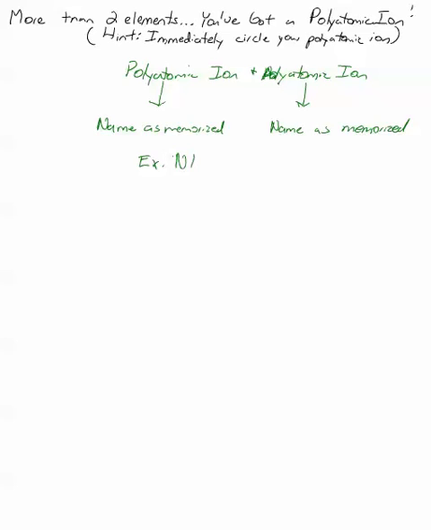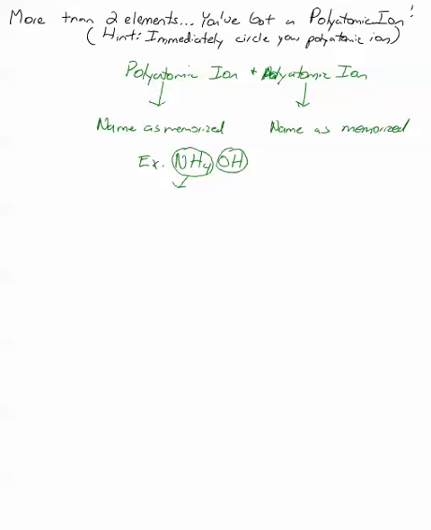Example, NH4OH. Now, you'll notice there's more than 2 elements here, okay? That's going to help you out. The next thing I tell students to do, circle your polyatomic ions. And you should notice 1 polyatomic ion here, and you should notice here's another one. So you've got 2 polyatomic ions. So what are we going to do here?